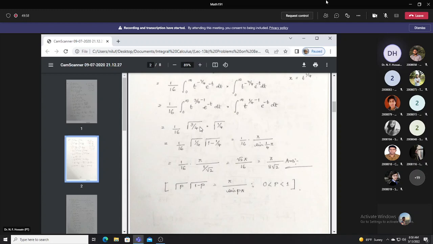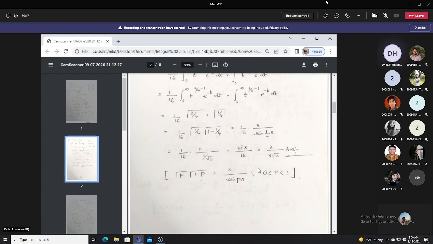And you see, this 3/4 can be written as 1 minus 1/4. So it goes into the formula gamma p into gamma 1 minus p, which is nothing but pi divided by sine p pi. Your p is 1/4, and sine pi/4 is 1 by root 2. So this is your result. Very important math.